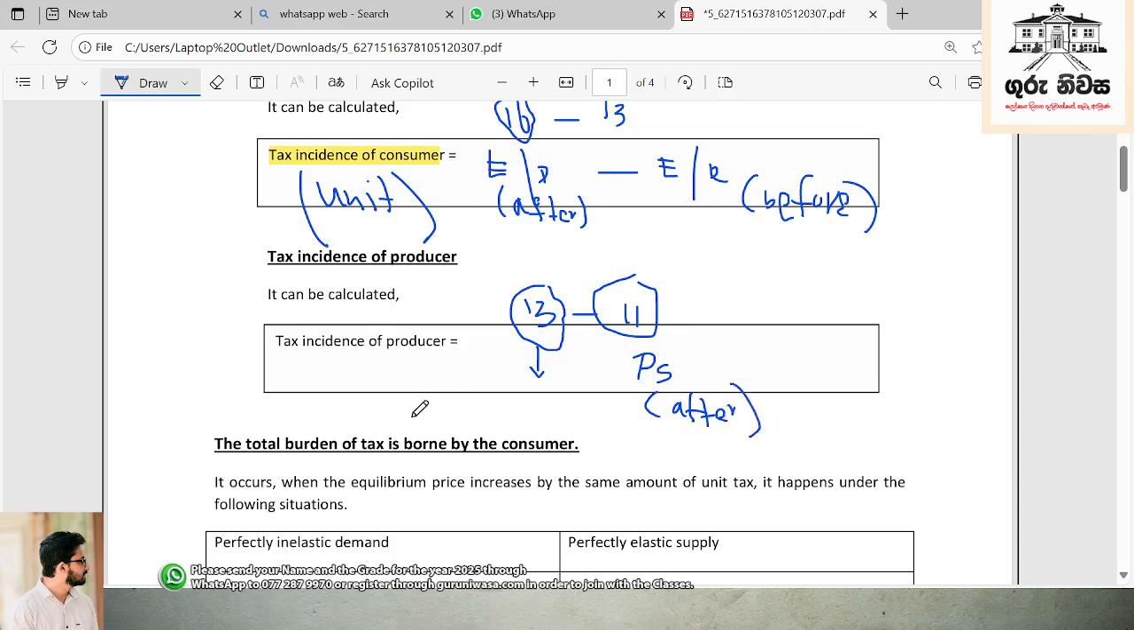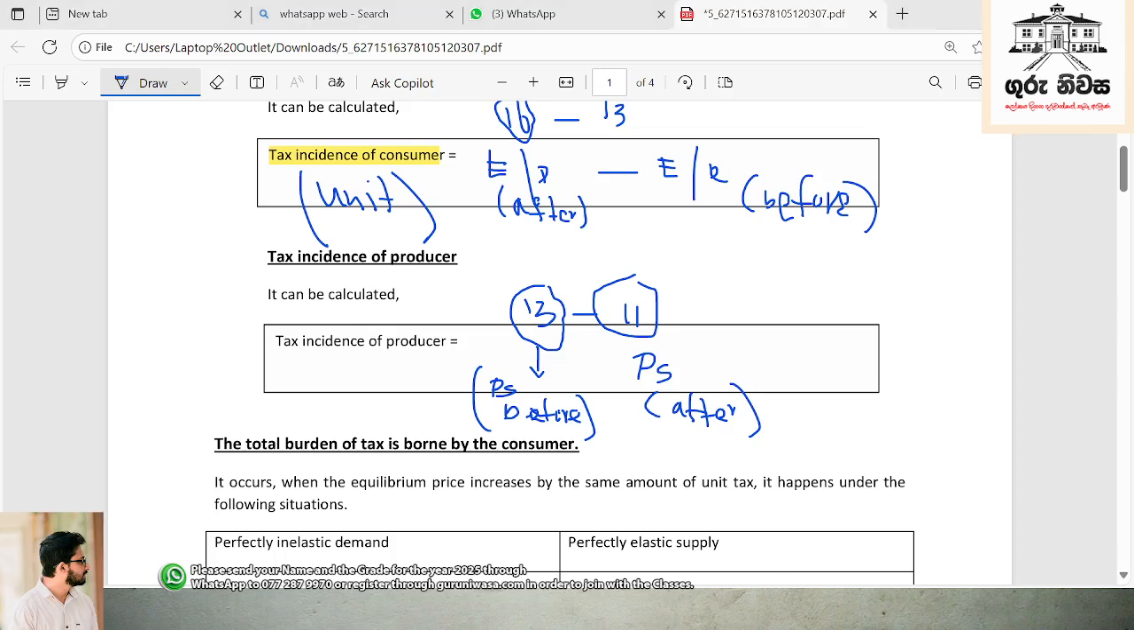Any doubt? No. 13 means the equilibrium price before tax. Are you okay? Before tax. Okay.